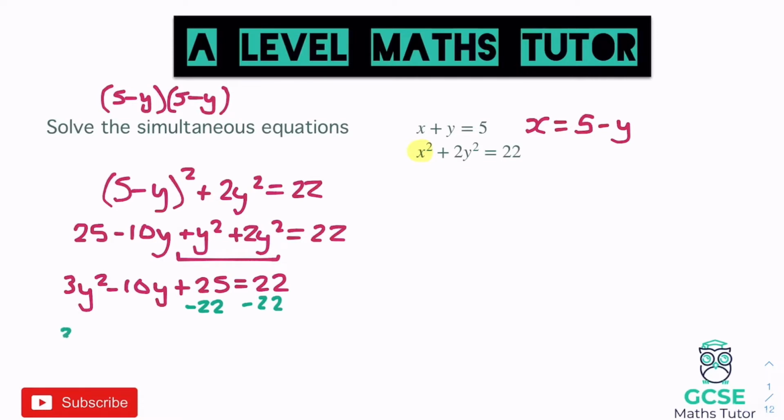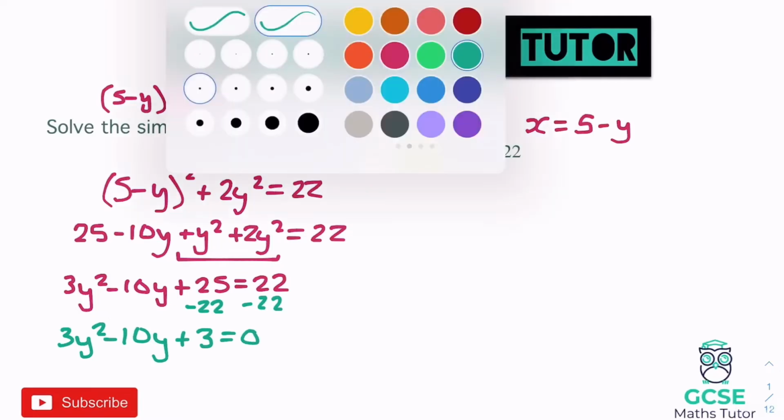So if I write that out, once we've made it equal 0, we've got 3y squared minus 10y plus 25 take away 22, which is 3, and that equals 0. Now we just need to factorise that to solve it.